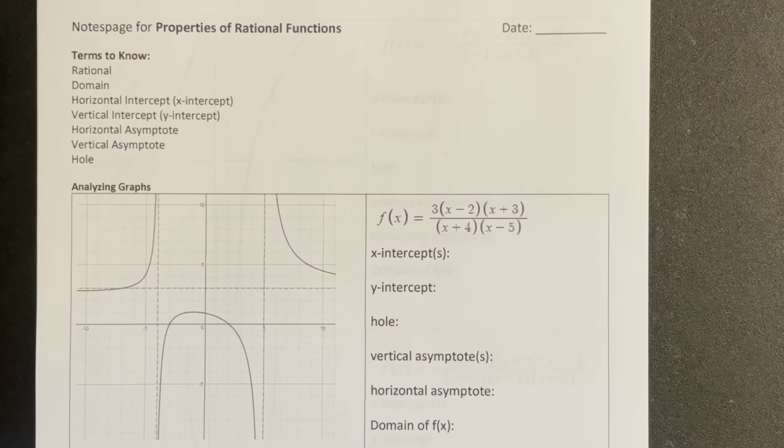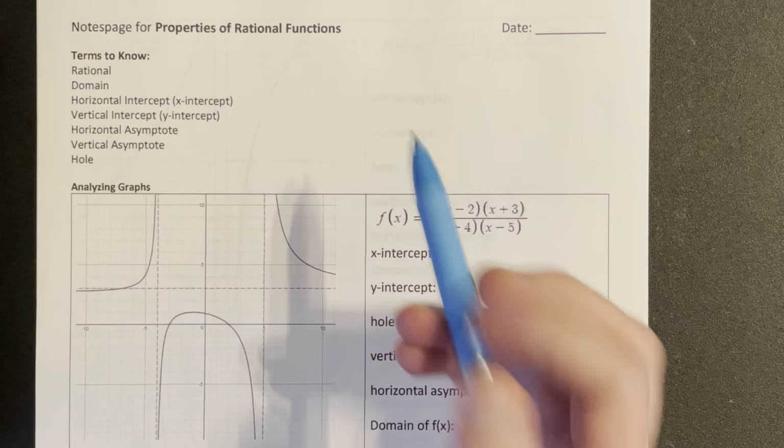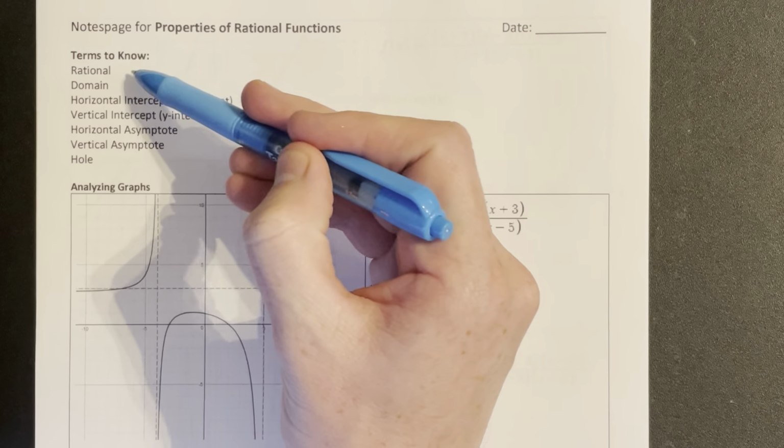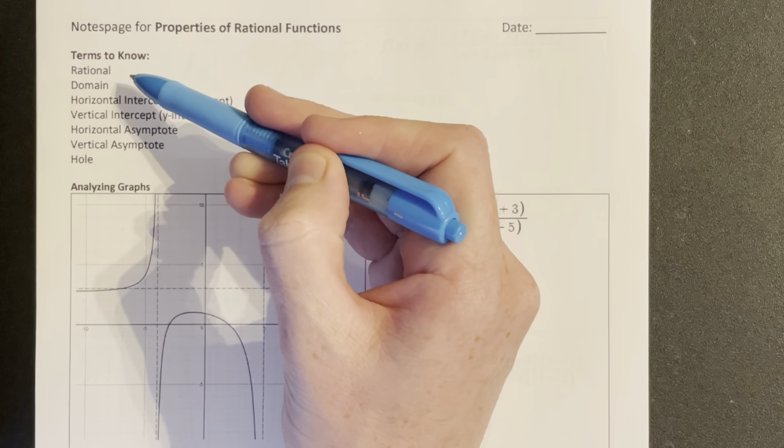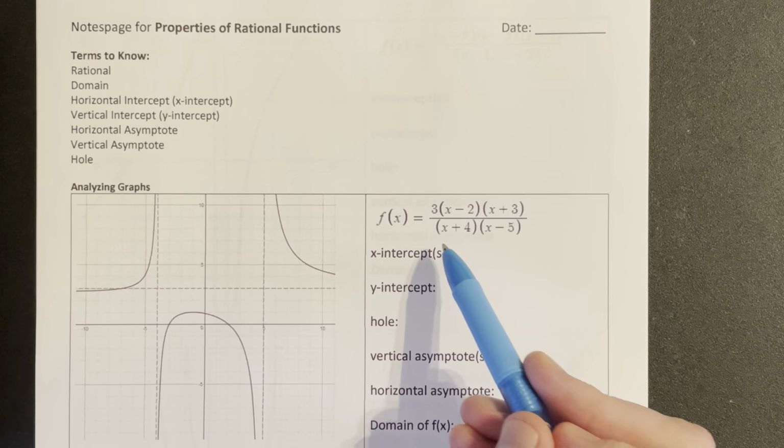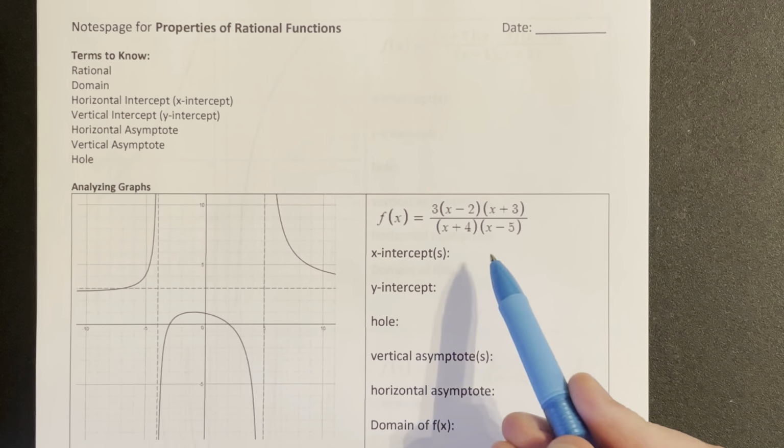Today's lesson is about properties of rational functions, and I'm going to break it up into two parts. We're going to look at it graphically and then just algebraically. Some of the main terms that we're going to need to know are just what is a rational function? It's any function that has an x in the denominator like this.